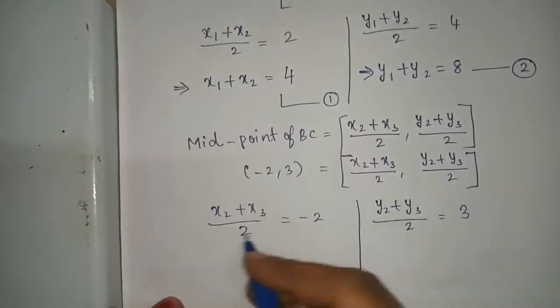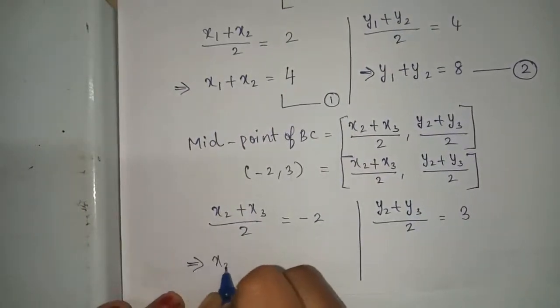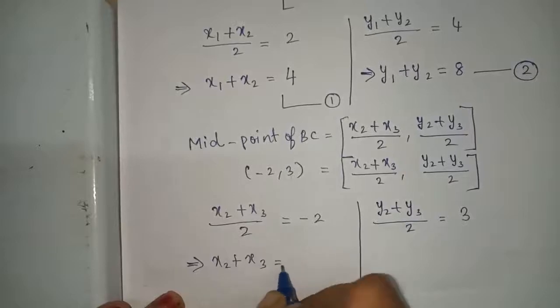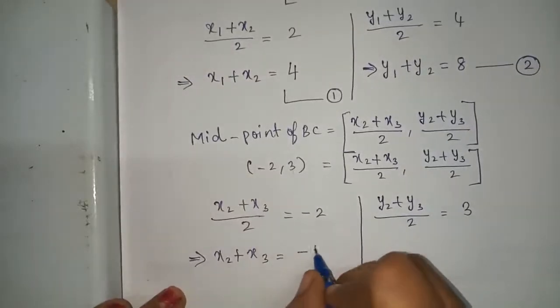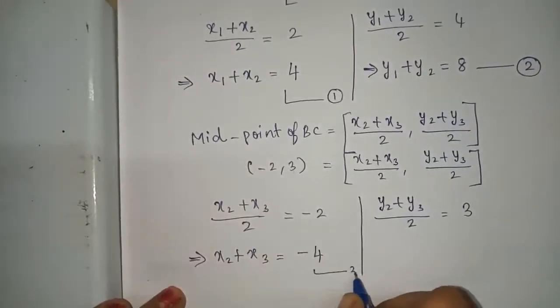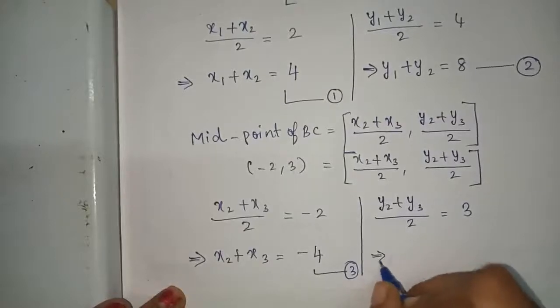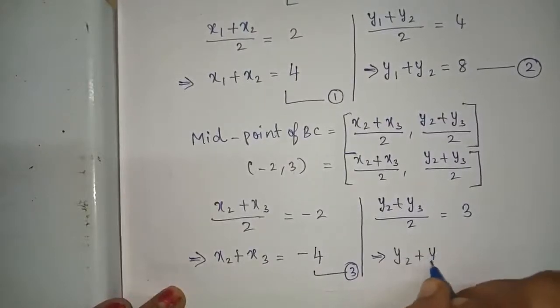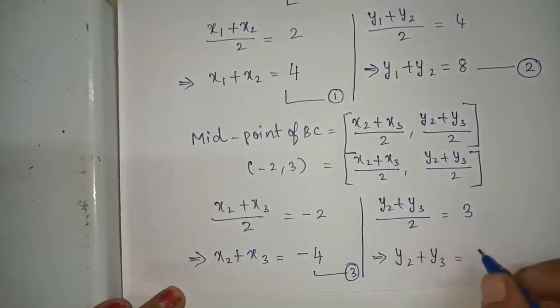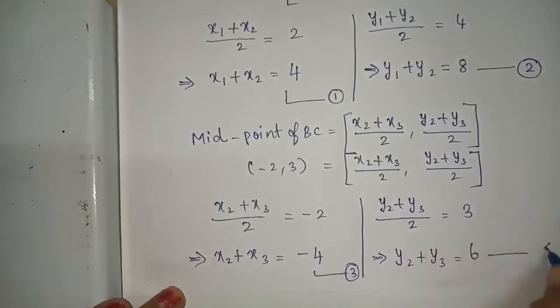Then the next step is cross multiplication. So x2 plus x3 is equal to 2 into minus 2, which is minus 4. This is your equation number 3. And y2 plus y3 is equal to 3 2s are 6. This is your equation number 4.